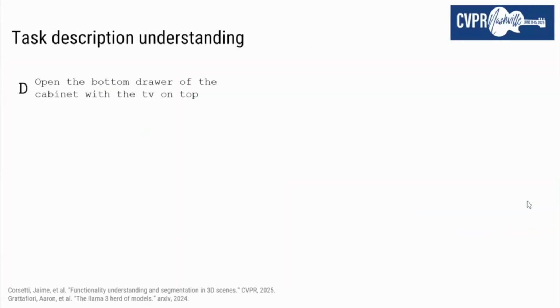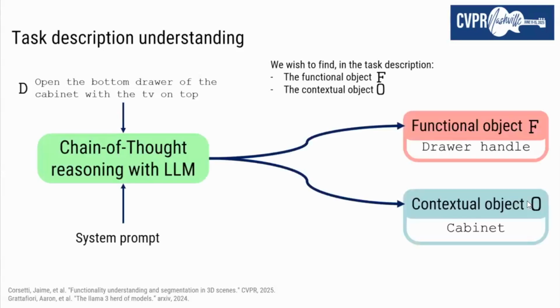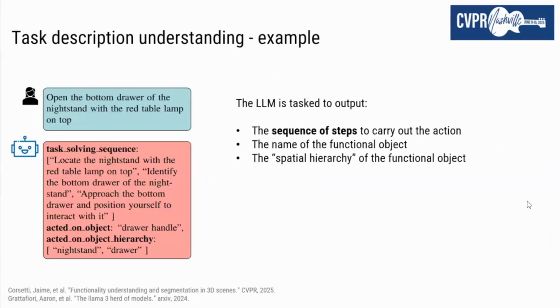So we start with the task description understanding module. We are given D, which is the task description, and we wish to find two specific object names from it. The first is the functional object, which is the name of the object we want to segment. And the second is the contextual object, which is the object that is partially related to it, for example, the object that contains it. So in this case, we have: open the bottom drawer of the cabinet with the TV on top. We do this with an LLM. And the functional object would be the drawer handle, or the handle, and the contextual object is the cabinet. So we decompose the task in this way.